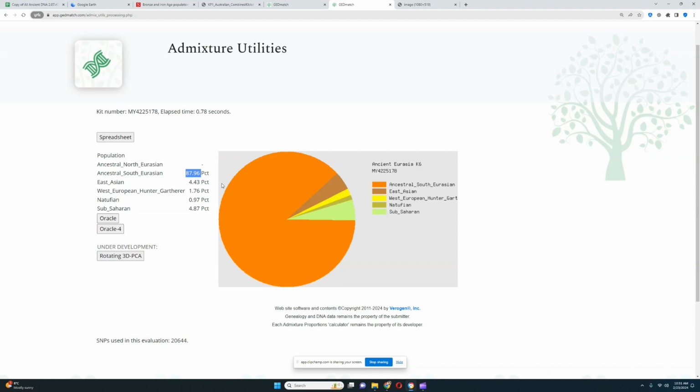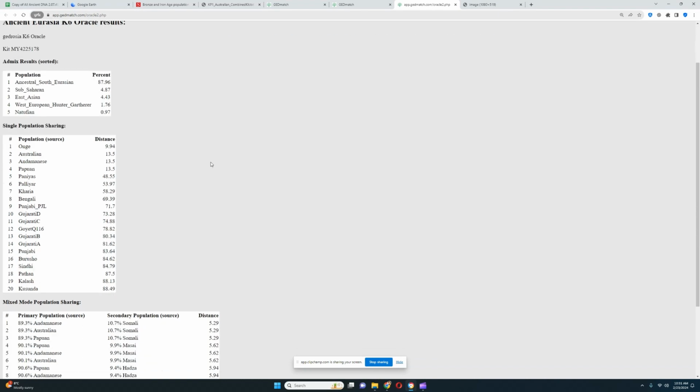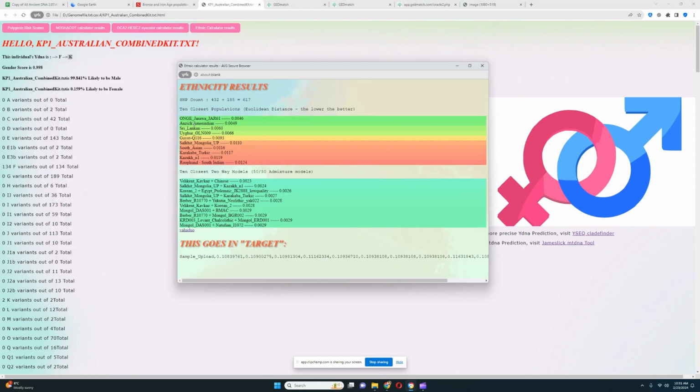With Eurogenes K13, for example, this individual's result is absolutely garbage. They score a bunch of other components that they aren't supposed to score, aside from Oceanian. So let's click on the Oracle. With the Oracle, this individual is closest to Onge. By the way, I've got to give props to my ethnic calculator. It also registered this individual being closest to Onge.